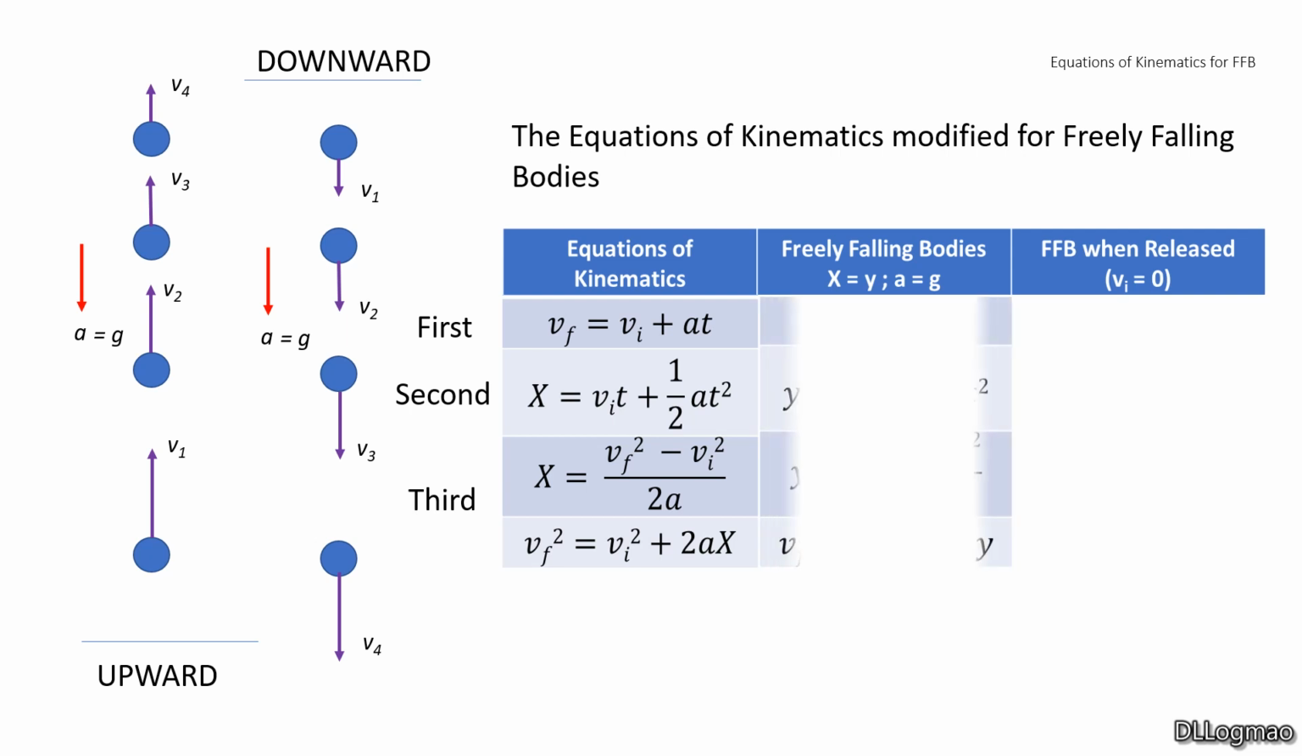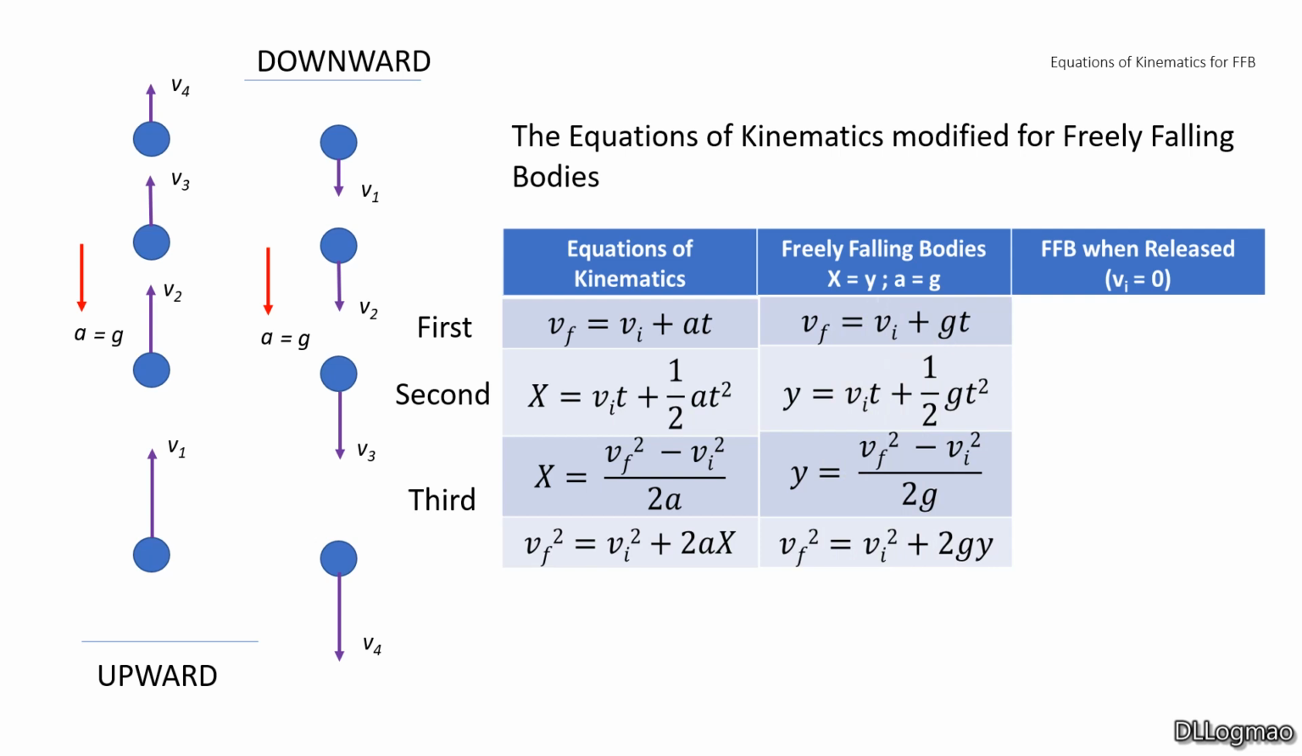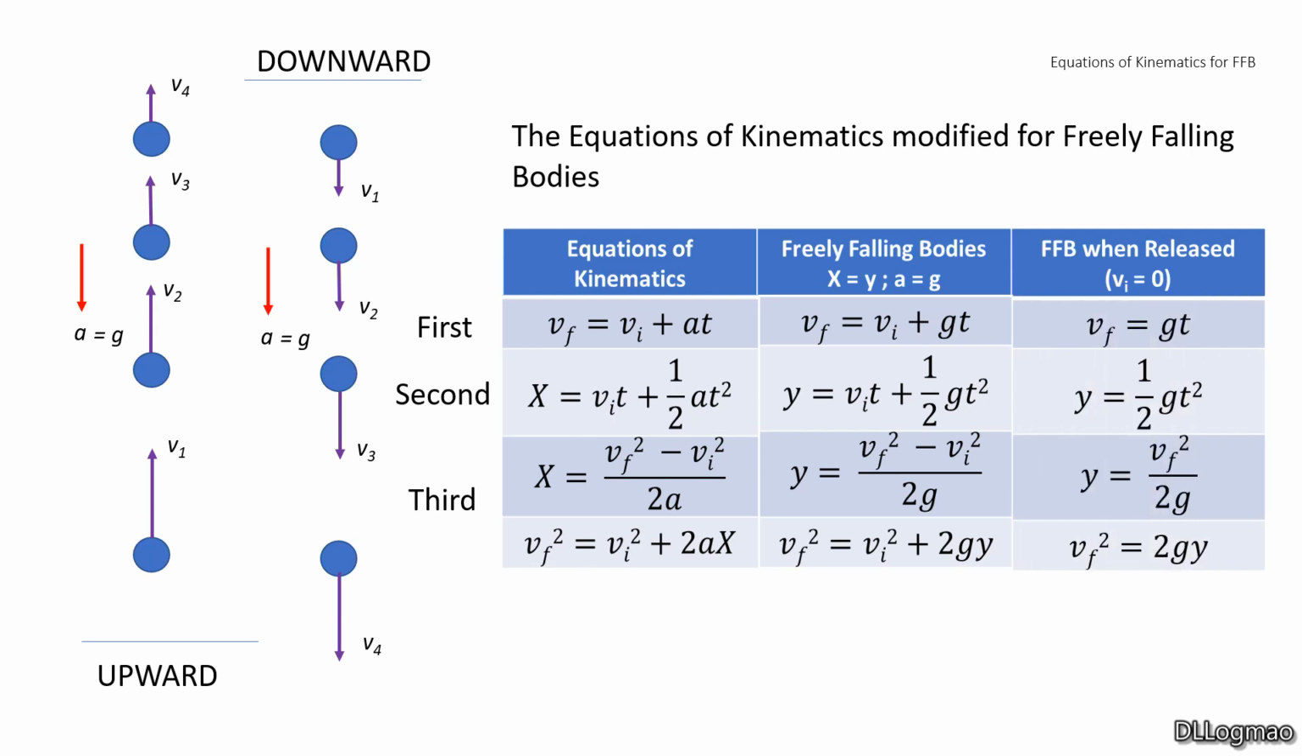For freely falling bodies, the equations were modified by replacing the distance traveled x by y and the acceleration by acceleration due to gravity g. For a body released from vertical distance, the initial velocity is 0, and the equations are: for the first equation, the final velocity is equal to the product of acceleration due to gravity and time of motion.